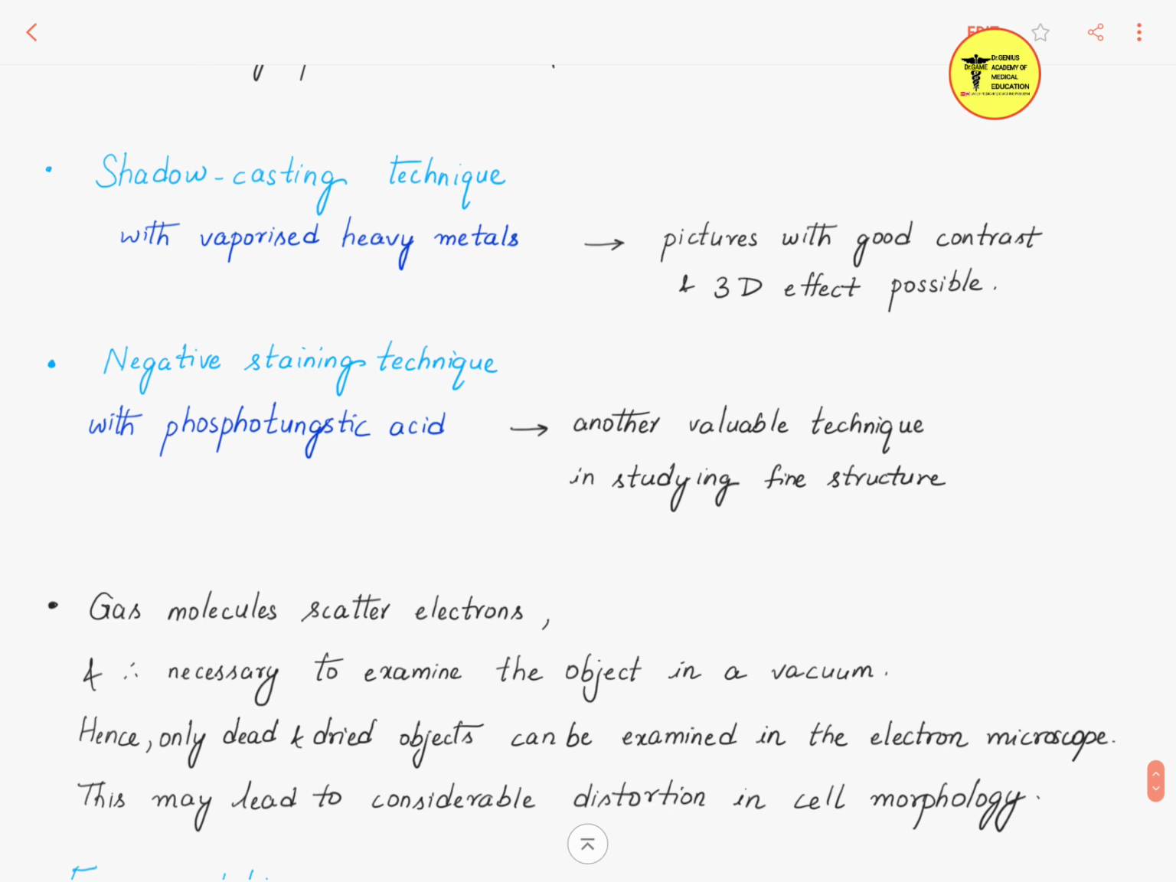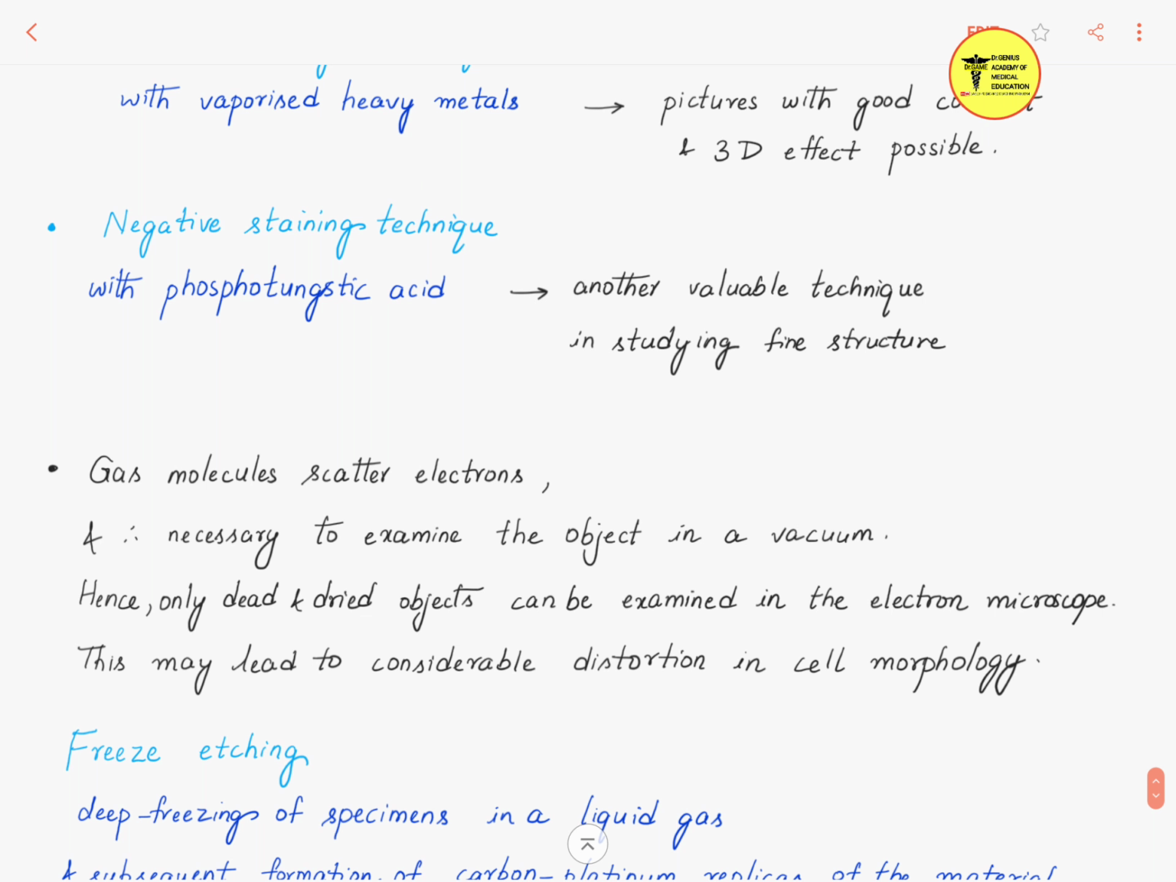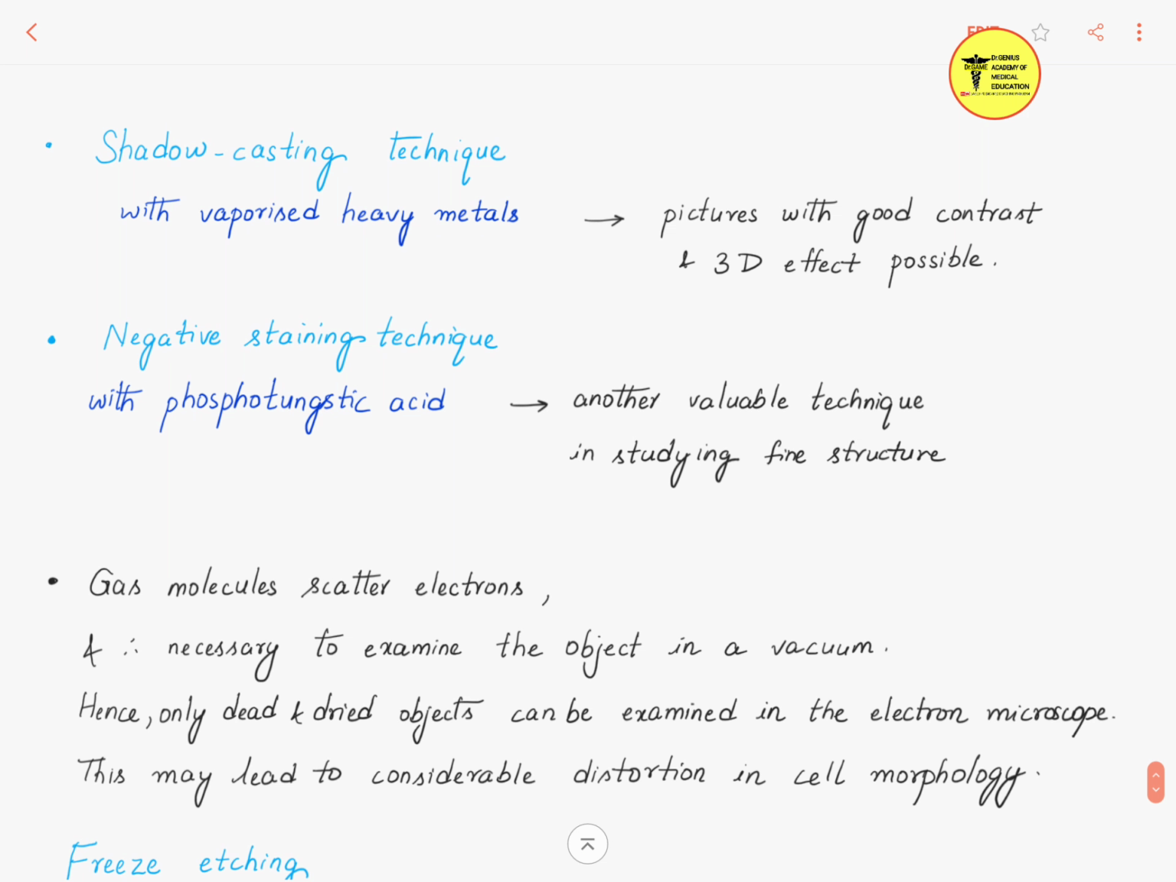Shadow casting technique with vaporized heavy metals: pictures with good contrast and 3D effect are possible. Negative staining technique with phosphotungstic acid is another valuable technique in studying fine structure. Gas molecules scatter electrons, and therefore it is necessary to examine the object in a vacuum. Hence, only dead and dried objects can be examined in the electron microscope. This may lead to considerable distortion in cell morphology.